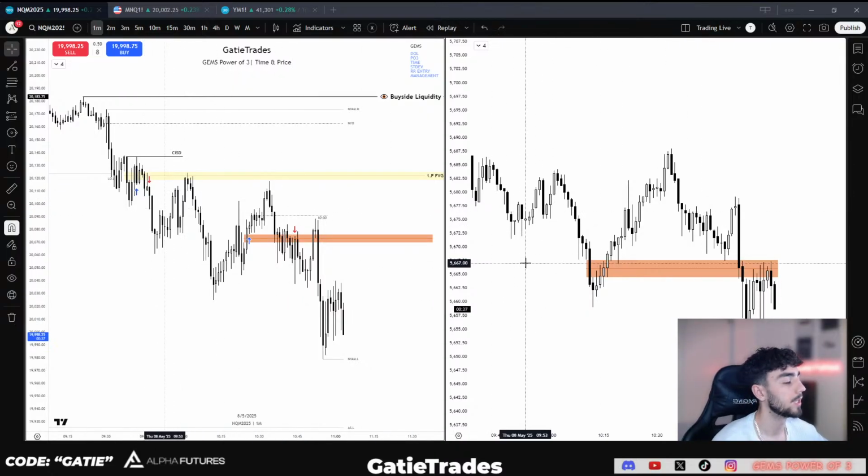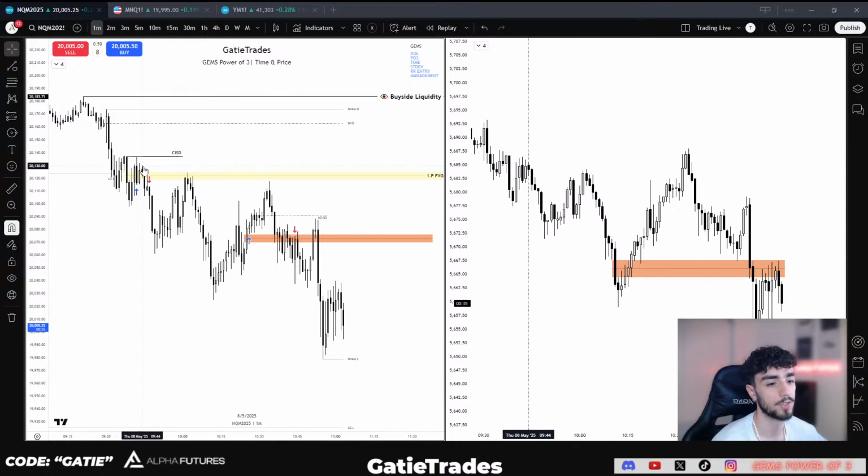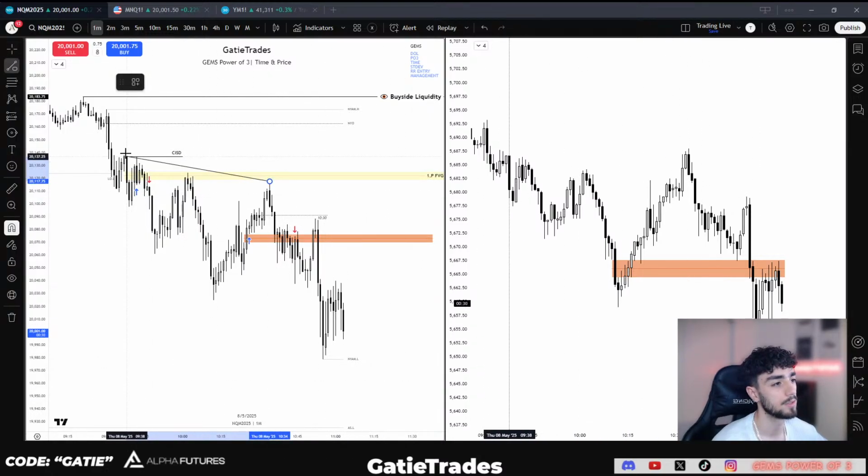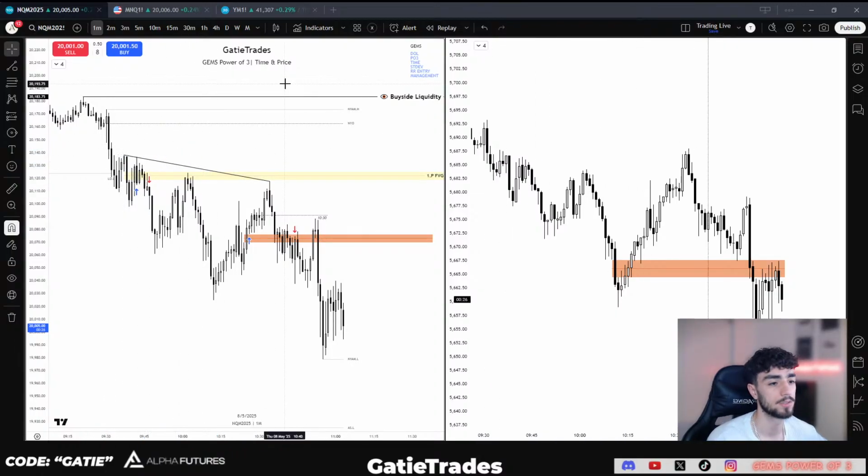Why does that matter? It matters because ES reached my first objective. So we put in an SMT like this, and this was what I was targeting as a first objective. I thought at minimum we would get here.